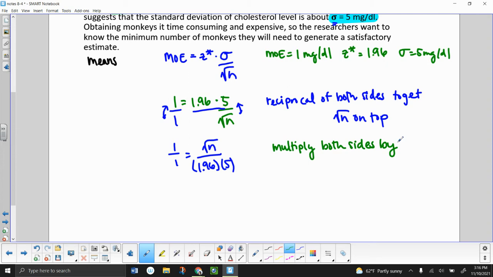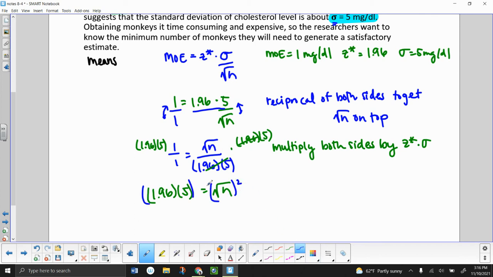And remember what these numbers represent is Z star times sigma. So I'm going to multiply this side by 1.96 times 5, and I'm going to multiply this side by 1.96 times 5. So that gets rid of our denominator here. So then what we're left with is 1.96 times 5 over 1, so it's just 1.96 times 5, equals the square root of n. And the last step to get n by itself is you have to square both sides because that's how you're going to undo the square root. So square both sides.